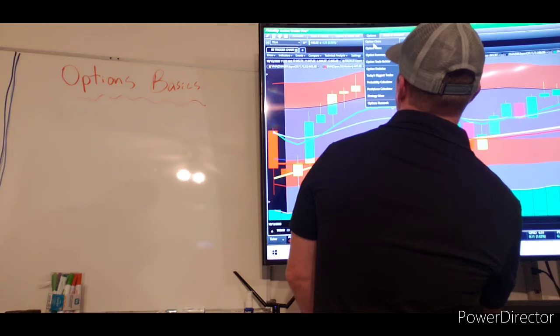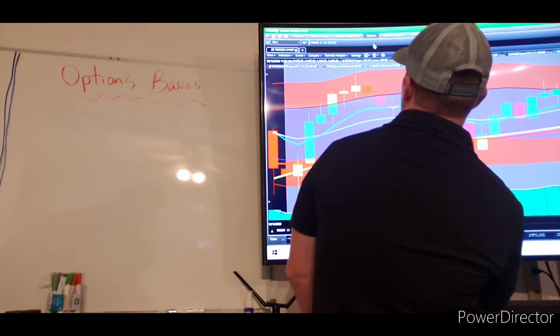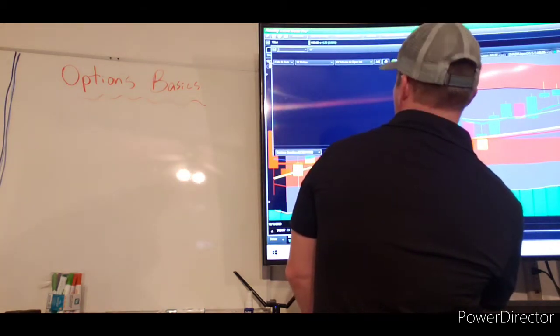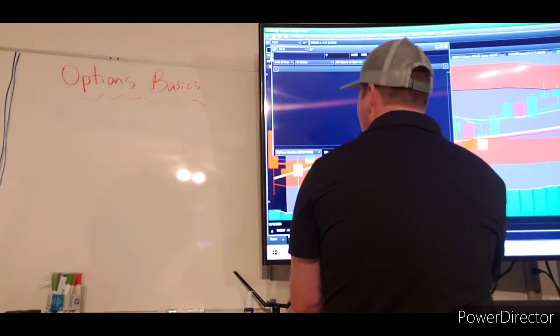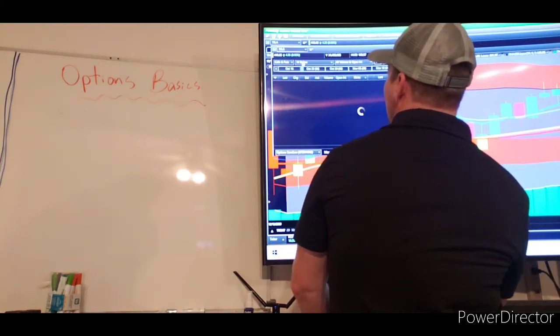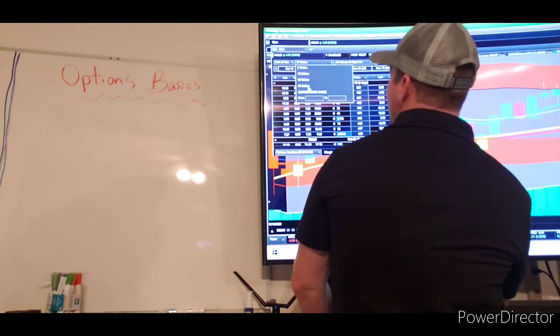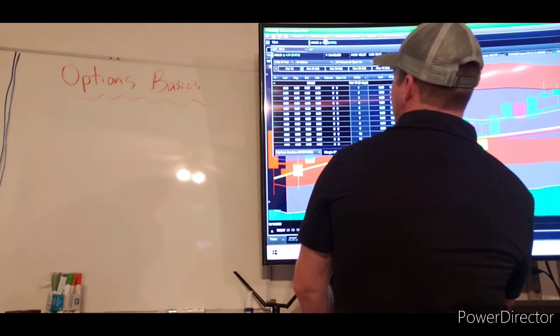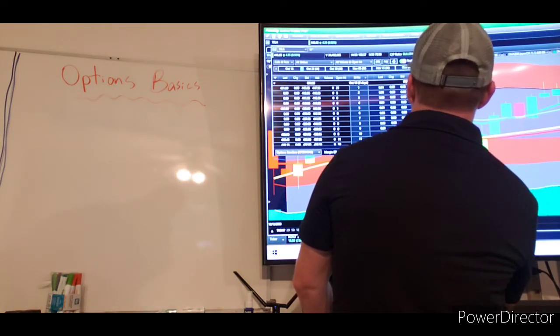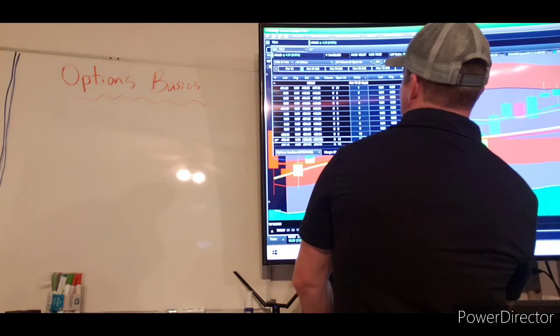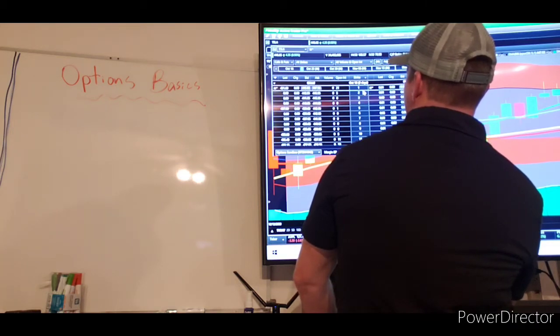I hate touchless keyboards. All right, let me go back again. Type in Tesla. Okay. All strikes, custom range. There we go.